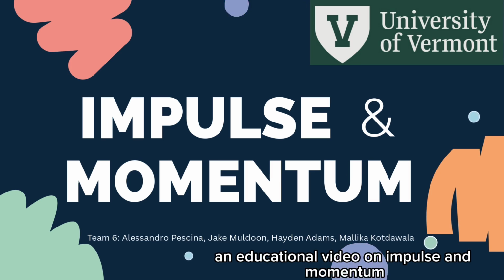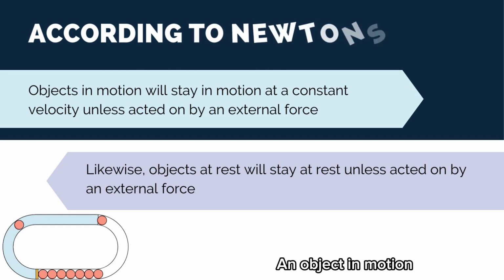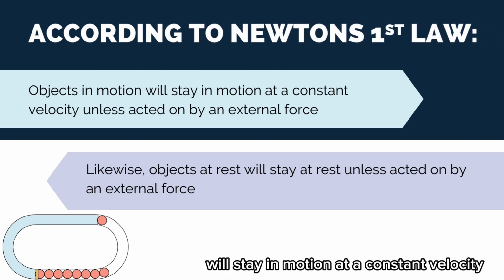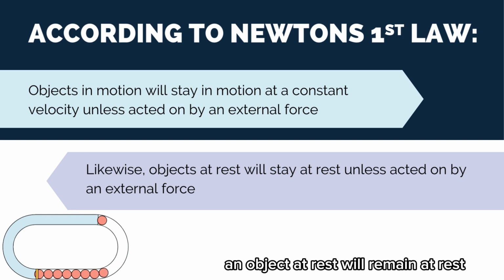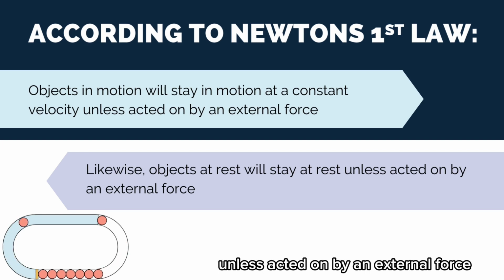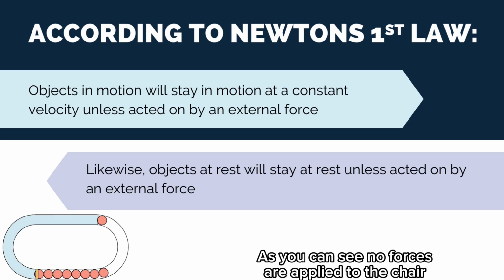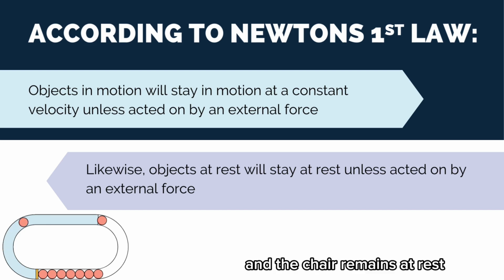An object in motion will stay in motion at a constant velocity unless acted on by an external force. Similarly, an object at rest will remain at rest unless acted on by an external force. As you can see, no forces are applied to the chair and the chair remains at rest. So let's get things moving.